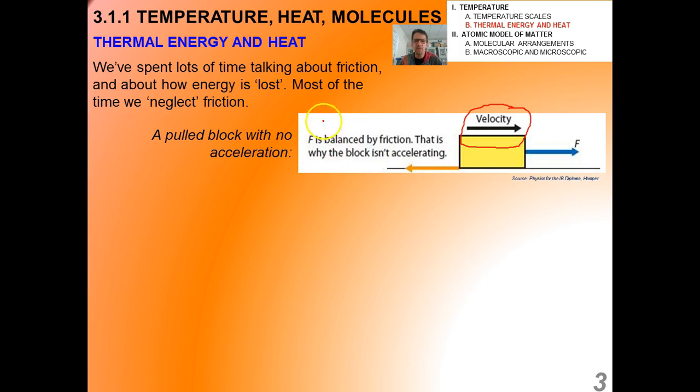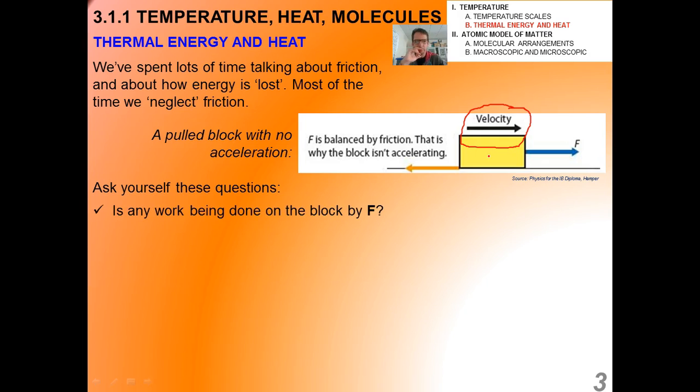So there must be an equal and opposite force in this direction, and that is the force of friction. So we're no longer neglecting friction in this particular case, okay? If the sum of all forces is 0, then F equals ma, and the mass is obviously not 0, then the acceleration will be 0, okay? So there are some questions that we need to think about here.